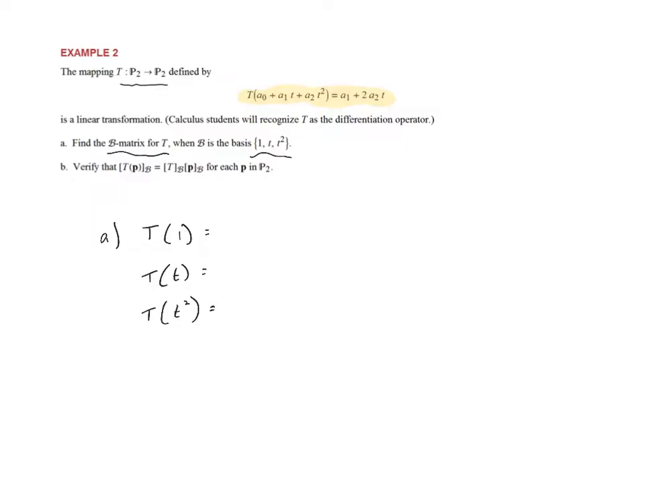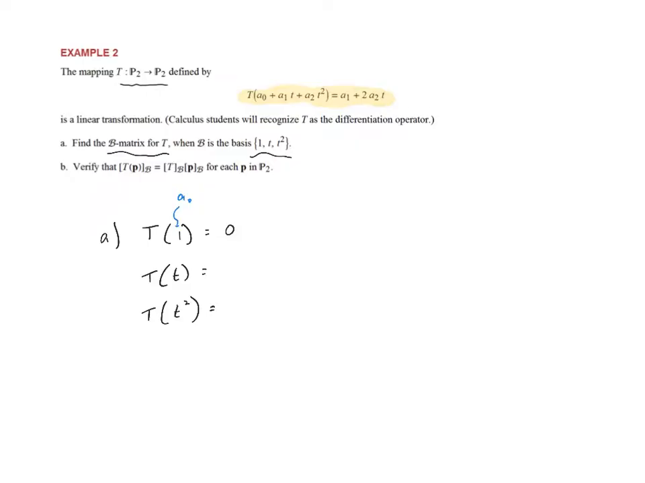If I want to transform a basis vector of 1, that 1 there represents the a0 in the yellow highlighted transformation. On the right-hand side, do you see any a0s? No, you don't. So T of 1 is equal to 0. There's no a0s on the right-hand side. All right, let's see if we can do this with the next one.